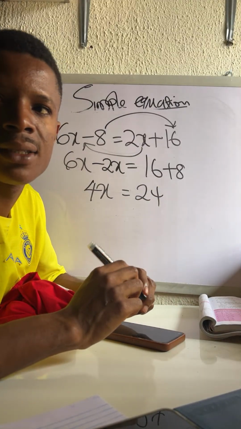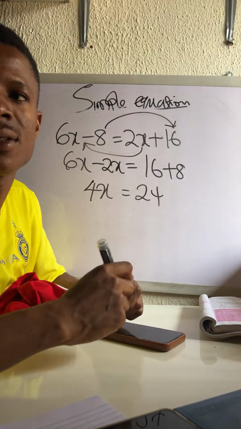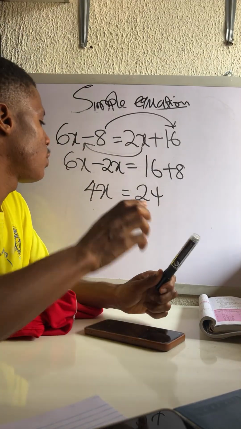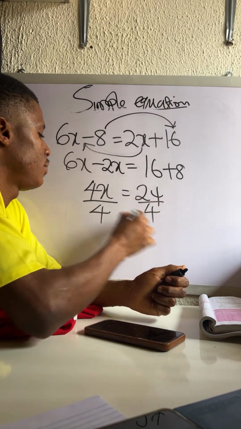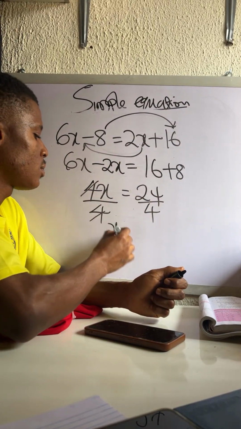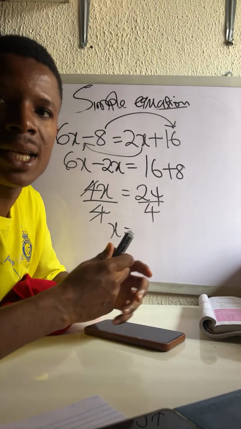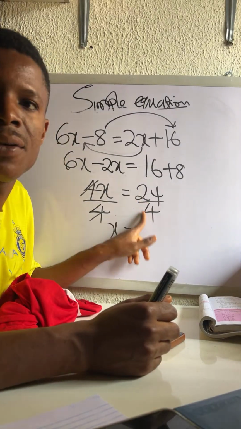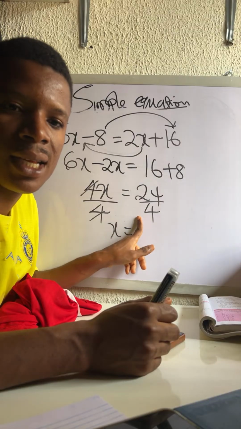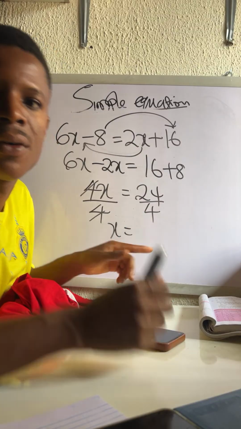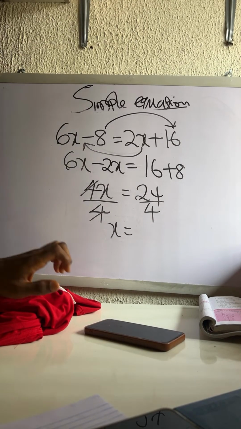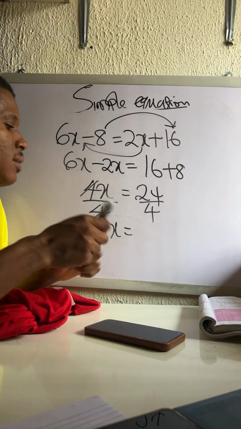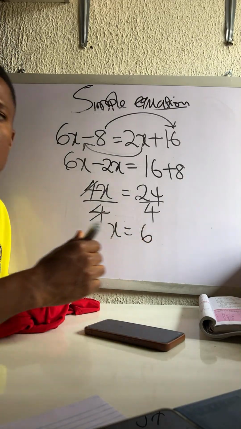So for you to get the value of x, you divide by 4 and divide by 4. If you divide by 4, x will be equals to, let's do that together again. What is 24 by 4? Let's know the answer. 24 by 4 is 6. So x is 6.